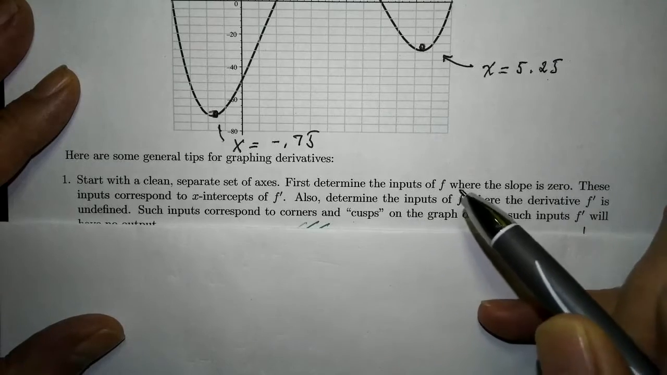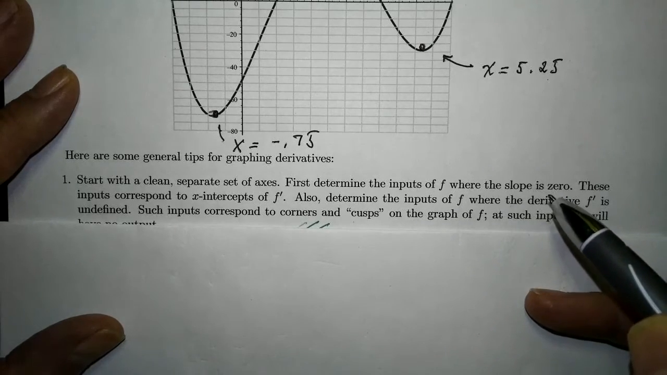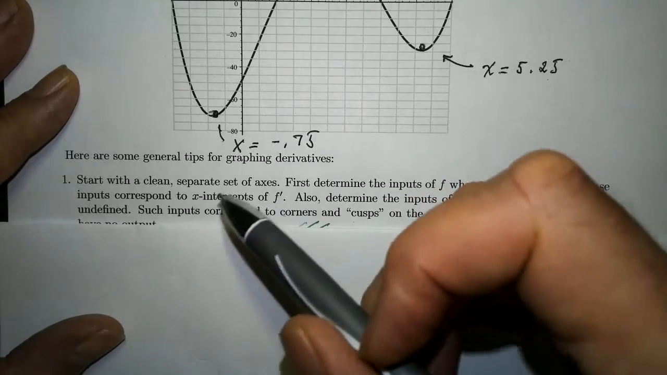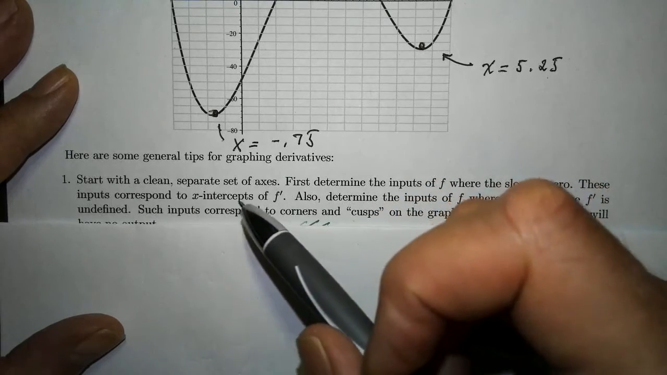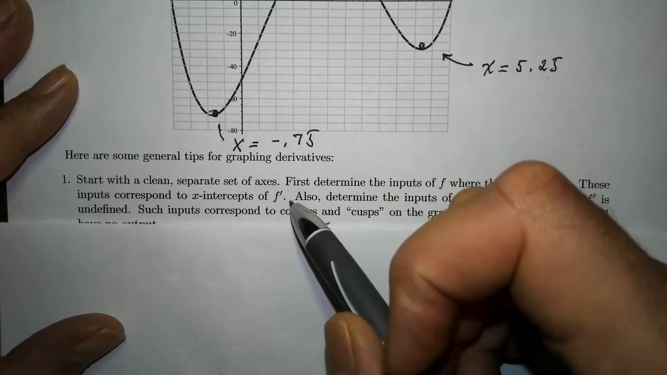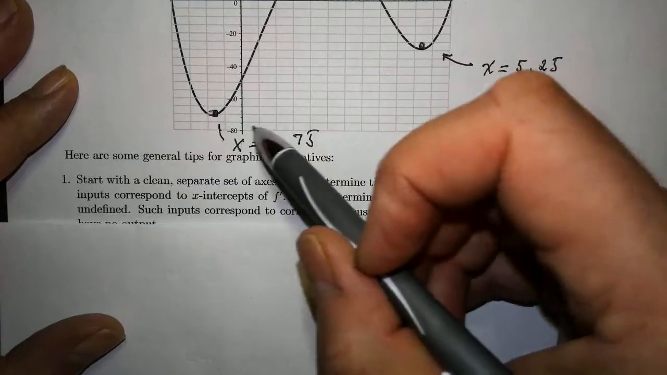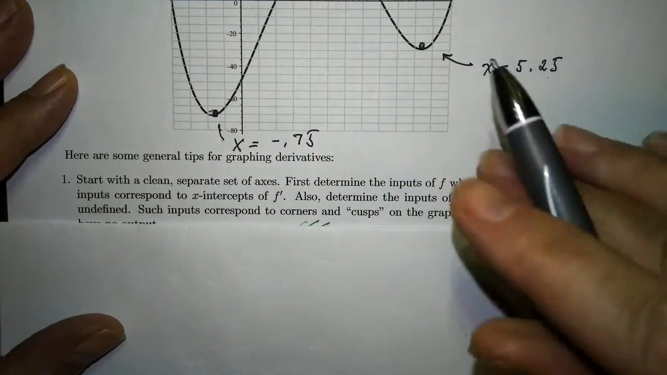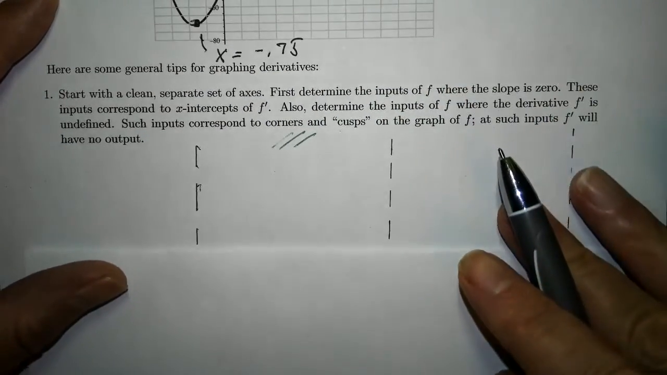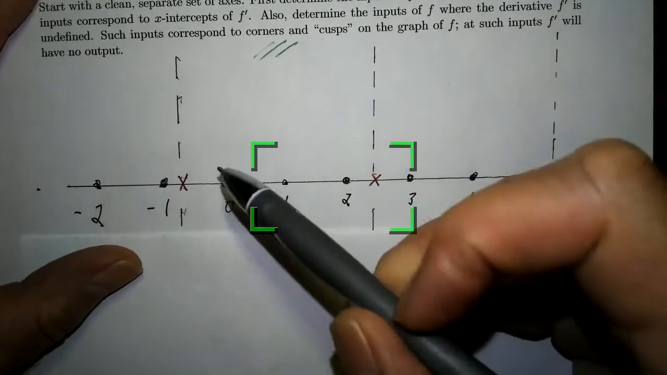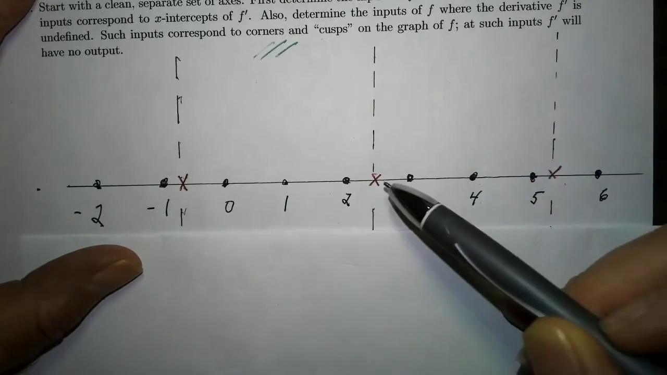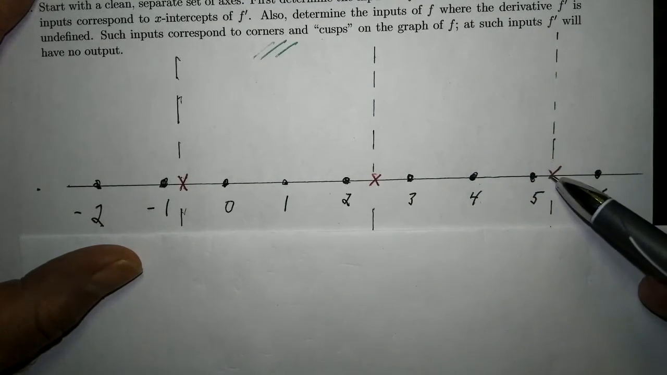Start by determining where the function has zero slope. Also, make sure to use a clean set of axes. These inputs will correspond to the x-intercepts of the derivative, because where the tangent line has a slope of 0 up here, the derivative has to cross the axis. That's going to give me minus 3/4, 2.5, and about 5.25.